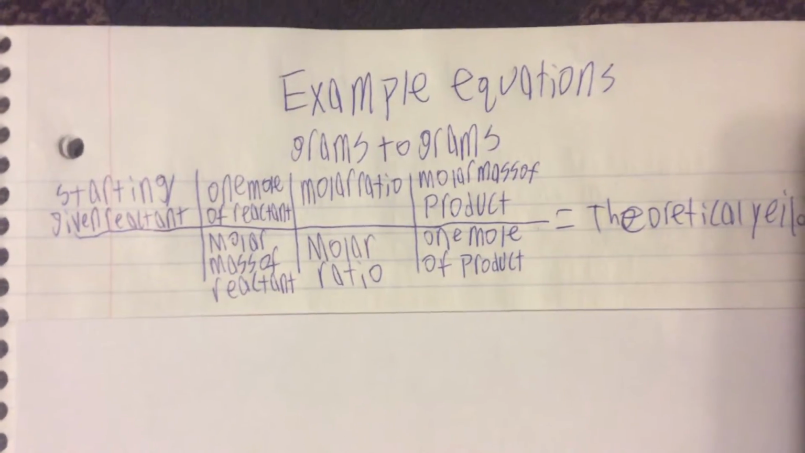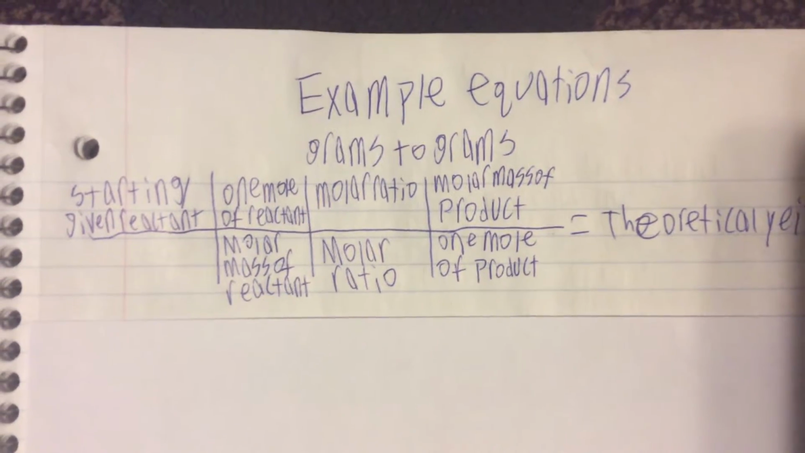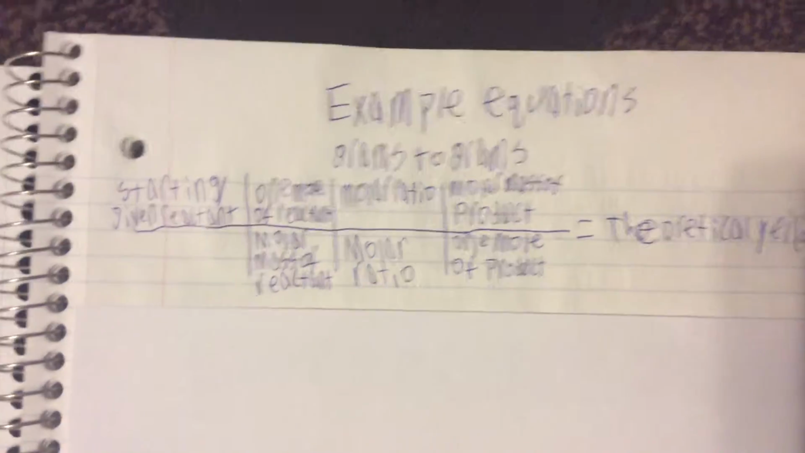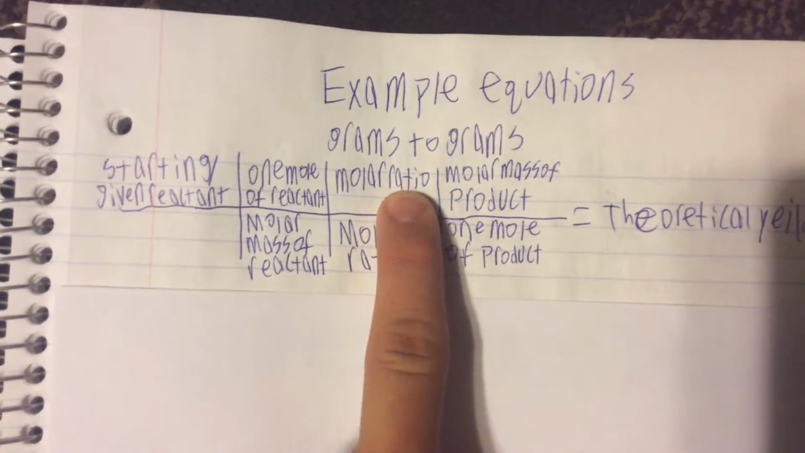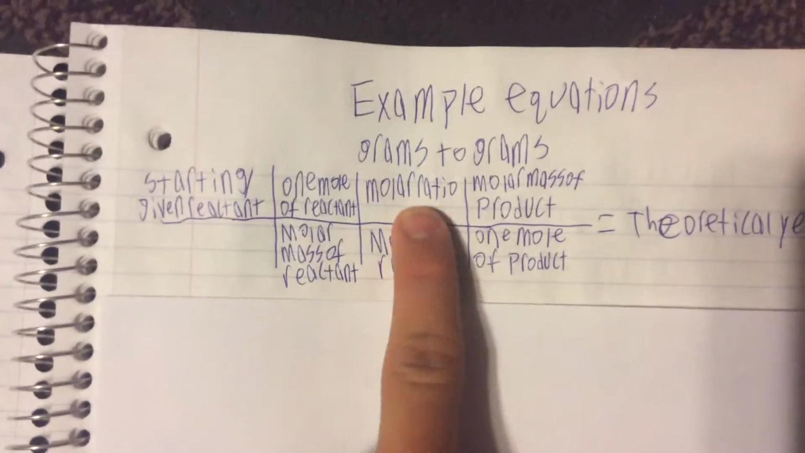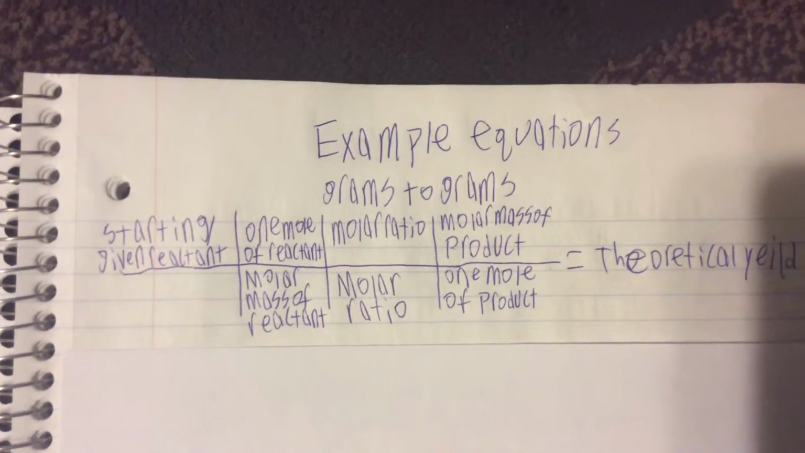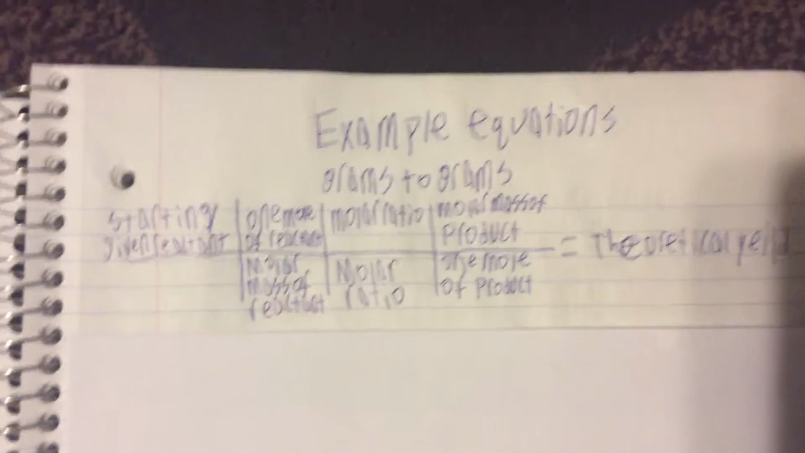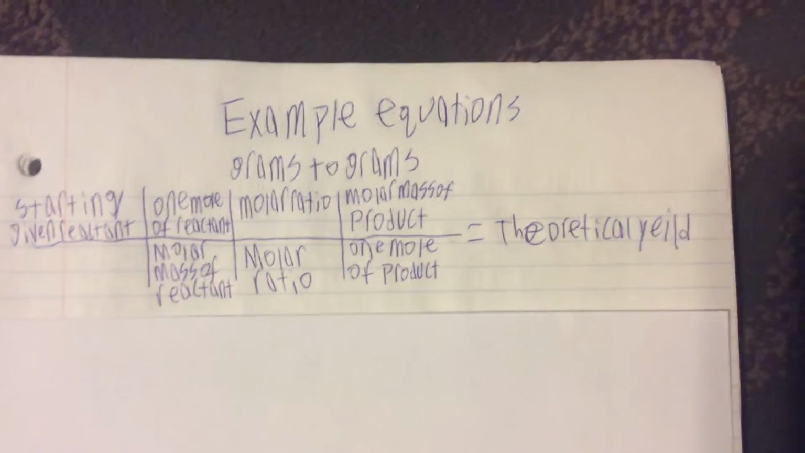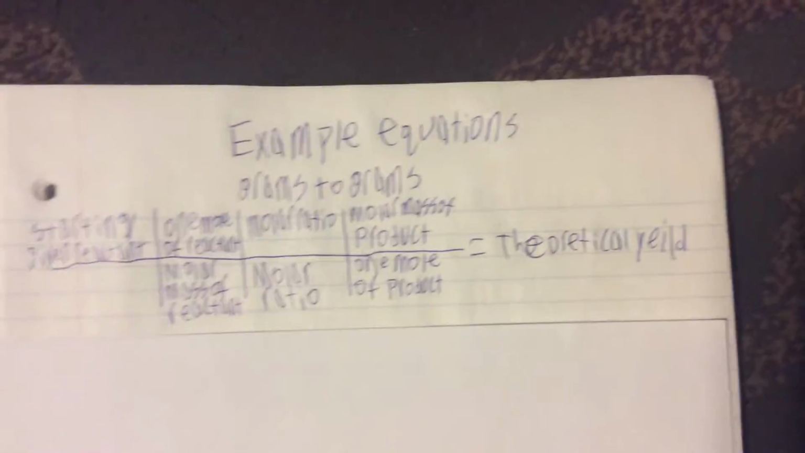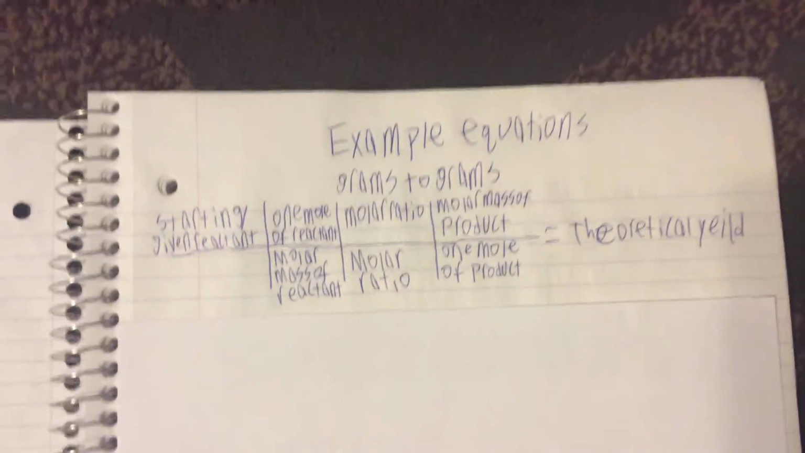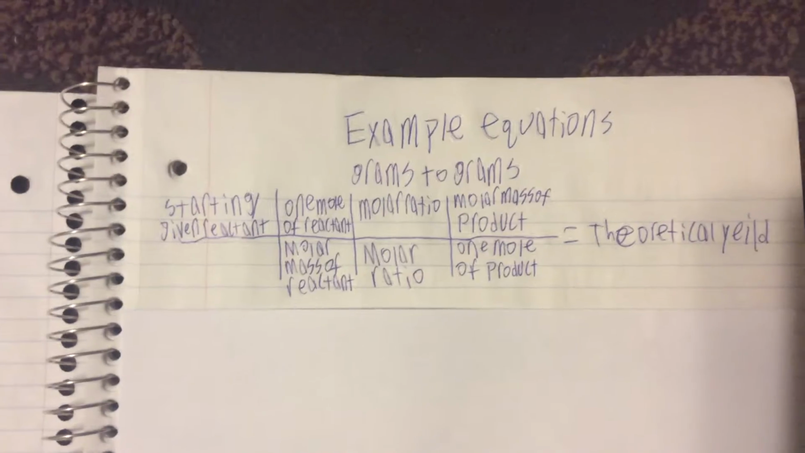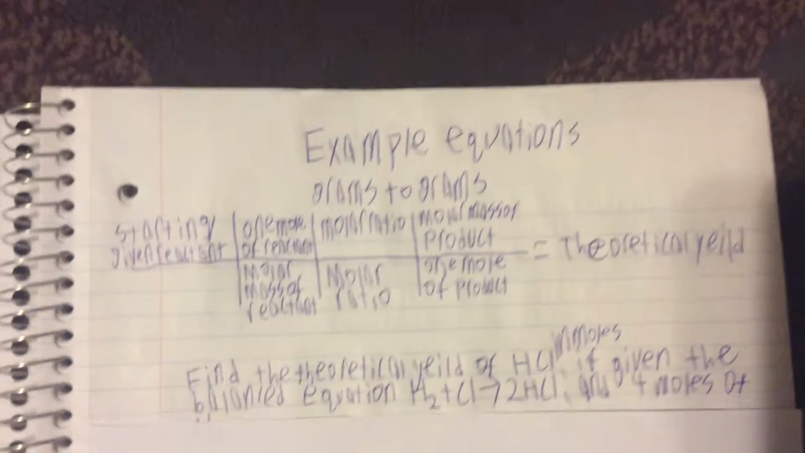Then you'll move on to the molar ratio, and you'll have the molar ratio of the reactant on the bottom and the product that you're attempting to find on the top. And then you'll have 1 mole of the product underneath the molar mass of the product, and when you complete all of this algebra, it'll give you the theoretical yield. So let's move on to some actual stoichiometry problems.